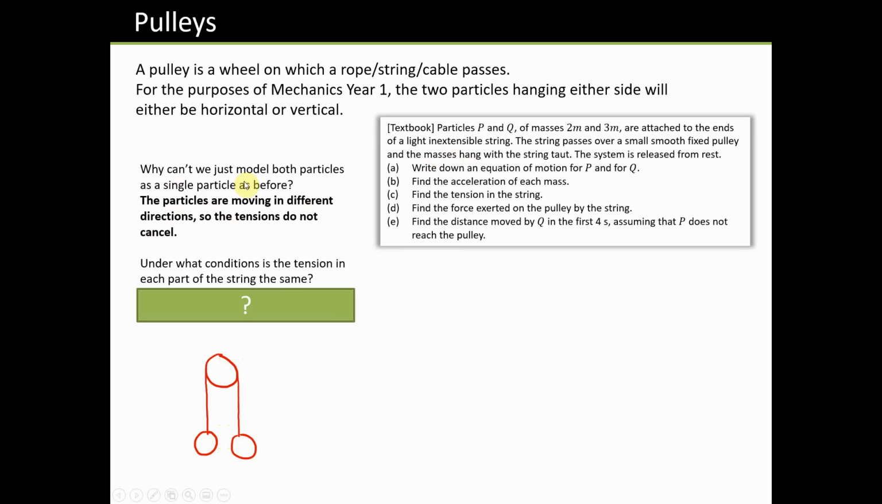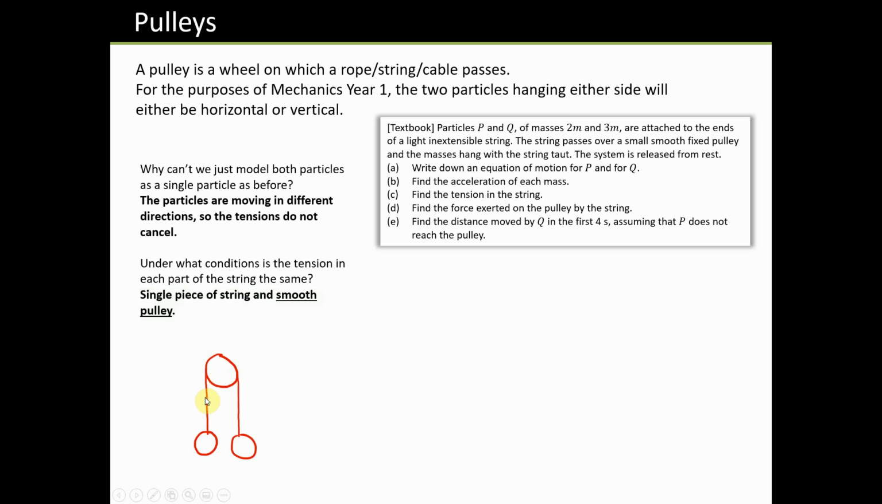So we have to come up with a different way of eliminating tension in these questions, because in a connected particle we just modelled it as a single particle. That got rid of the tension, that helped us find the acceleration. We need to come up with a new tactic in these questions, and I'll show you that.